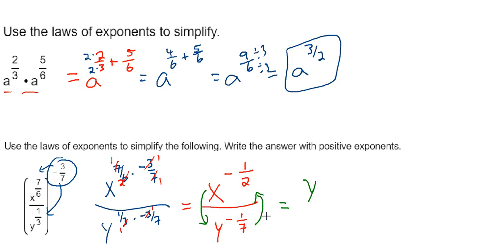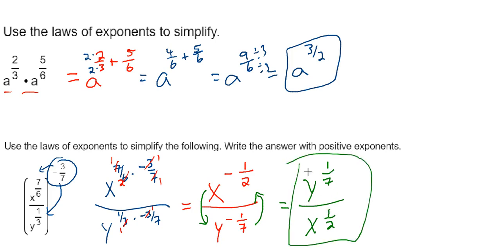When you're flipping an exponential expression from the numerator to the denominator or vice versa, the only way it changes that expression is the sign of the exponent. So instead of being negative 1/7, it becomes positive 1/7. And on the bottom, we're going to flip the x down to the bottom, and instead of being negative 1/2, it will now be positive 1/2. And this meets all the criteria. There are no negative exponents, one of each variable, and no numbers to simplify or reduce, so that's the answer in simplified form.